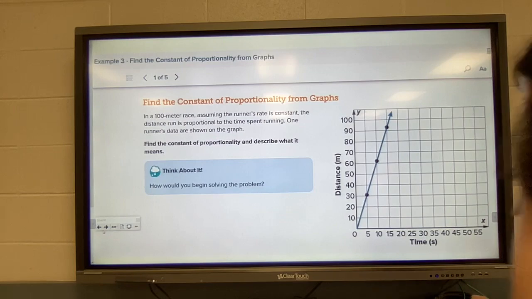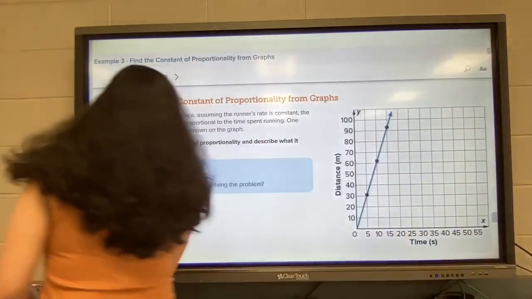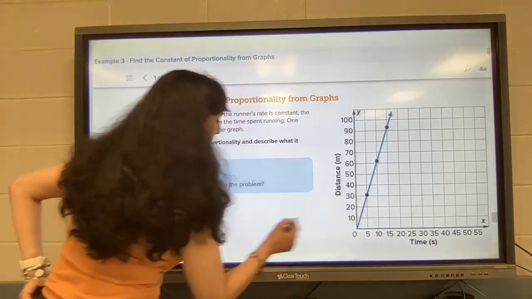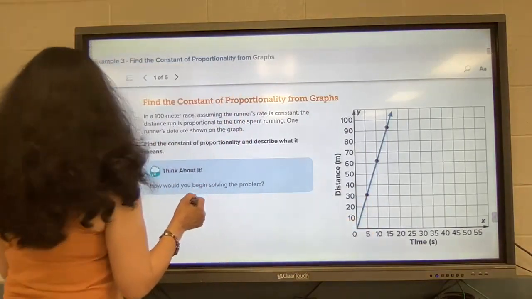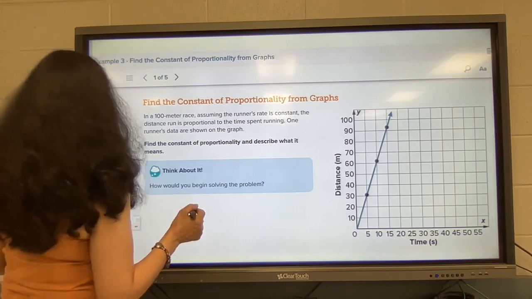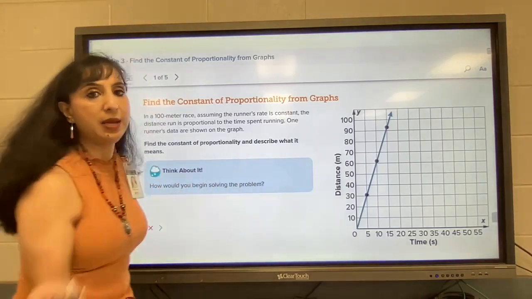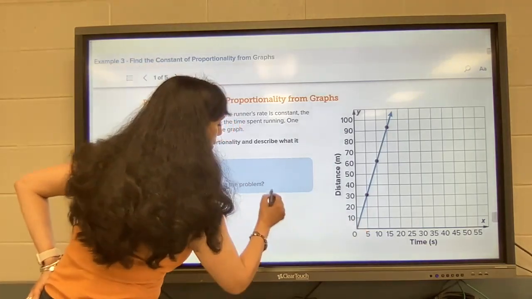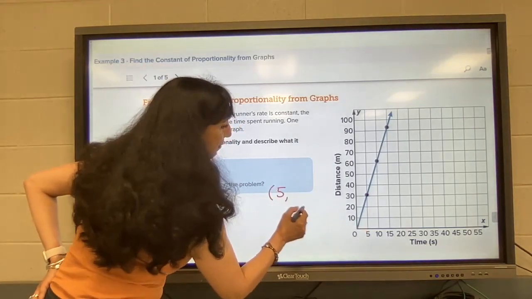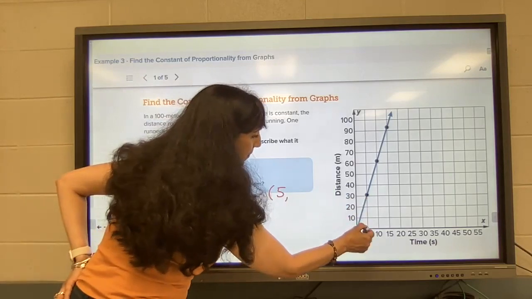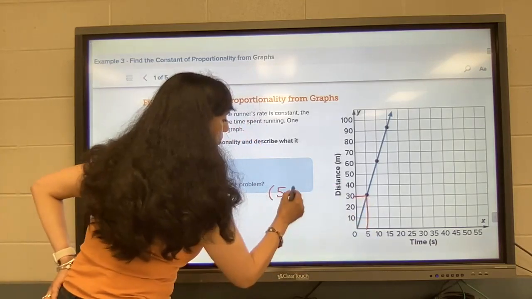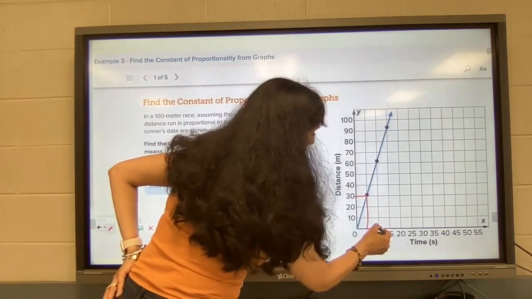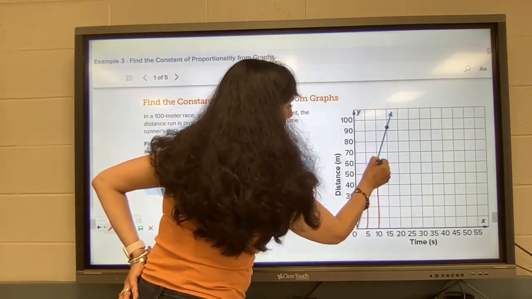So here are my x and y. If x is 5, y is 30. You can either make a table or write your ordered pairs. So if I put my ordered pairs, I have x is 5 and y is going to be 30. Next one, if x is 10.